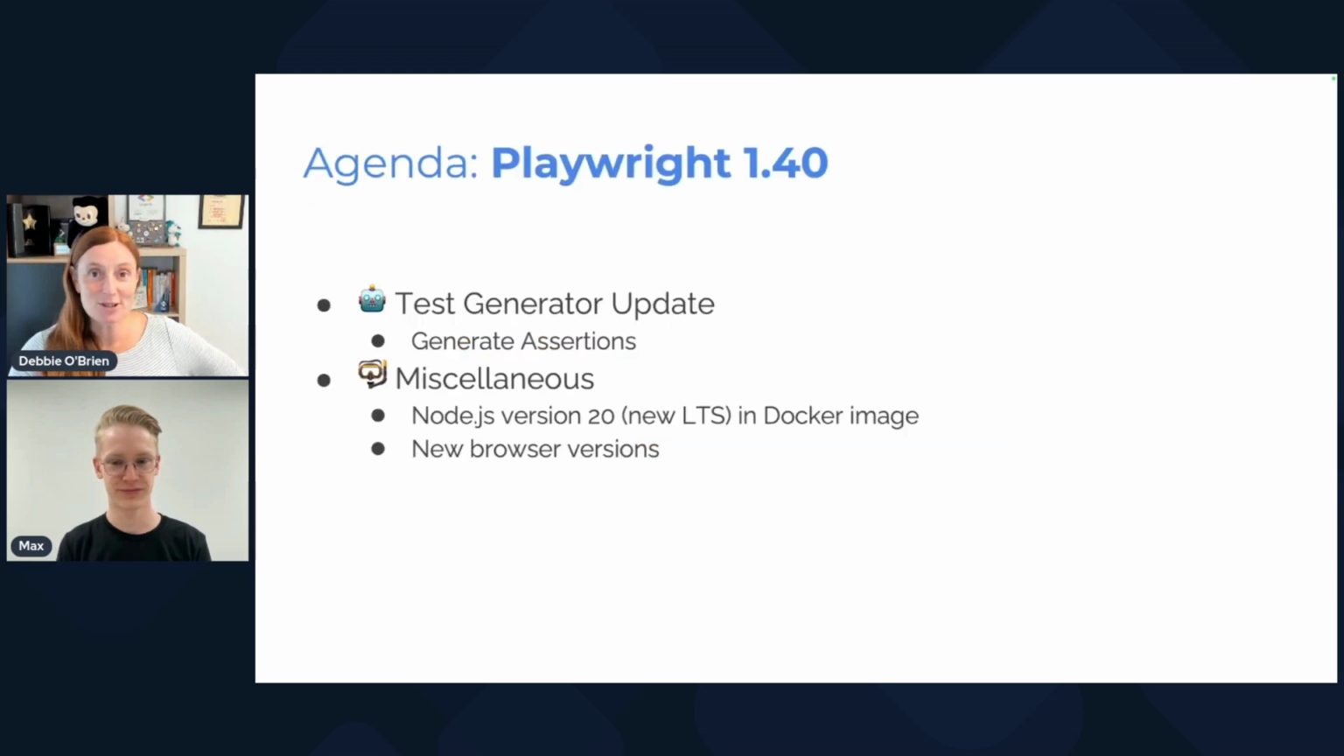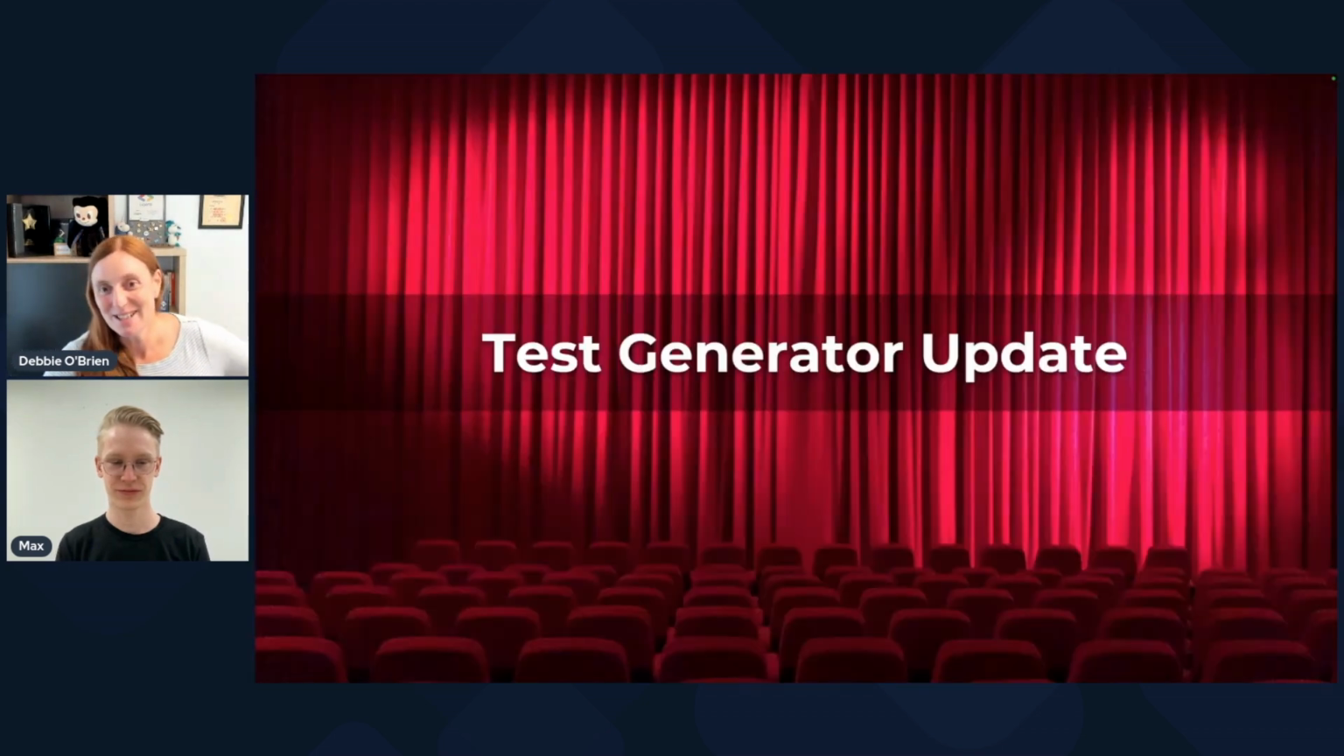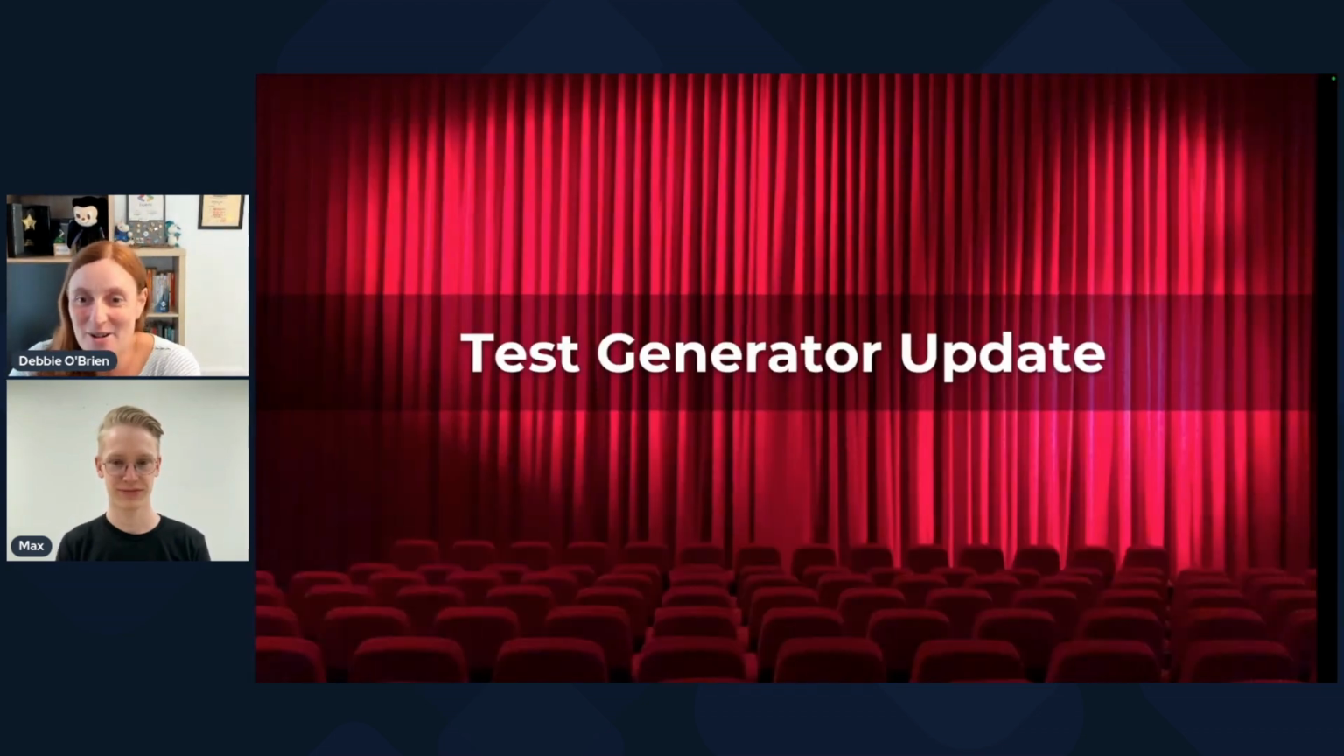Let's go on to our agenda. Oh my gosh, test generator update. We can now generate assertions. Yes, amazing. We got some miscellaneous stuff here. We got Node.js version 20, the new LTS, in the Docker image, and new browser versions. But let's just go straight into this cool feature, the test generator updates. And let's do a demo. It's the best way to see how it works.